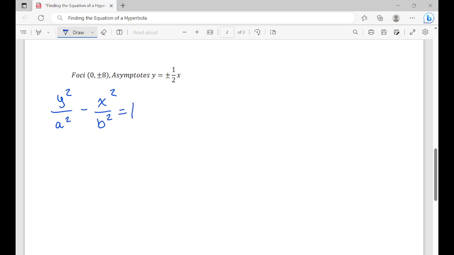Now from here I see that my foci, 0, ±8, gives me a c value of 8. But I can't find a and b from just c, so I need to be able to find one or the other to be able to find the missing one. But I do know that my asymptotes, ±(1/2)x, are given to me, so it must mean they mean something.